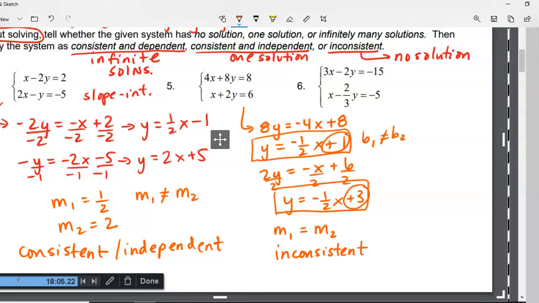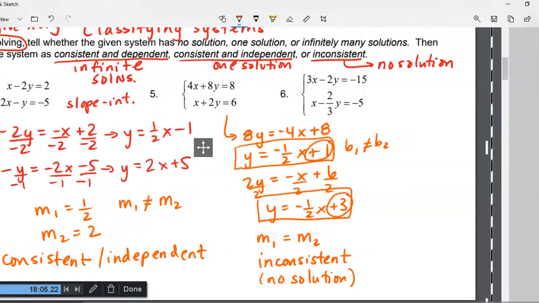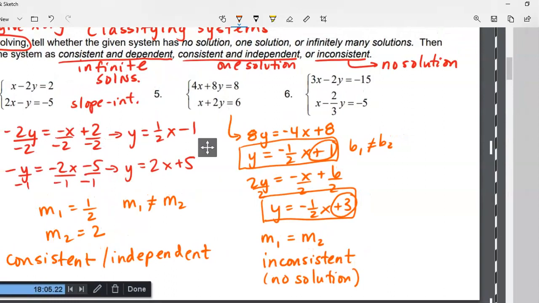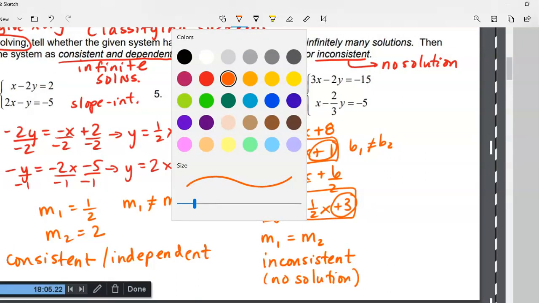Remember, if they are the same line, then their slopes would be the same, and their y-intercepts would be the same. All right, so that takes care of number 5. Inconsistent, again, no solution. You can also write this wording with it as you classify it. All right, and for the last one, I'm going to try my best to squeeze this one in. I'm going to change colors. I may have to erase something.